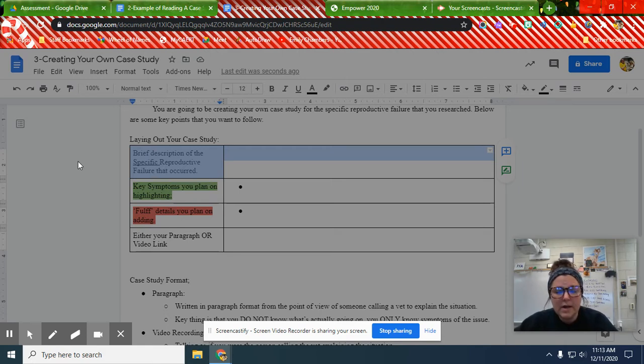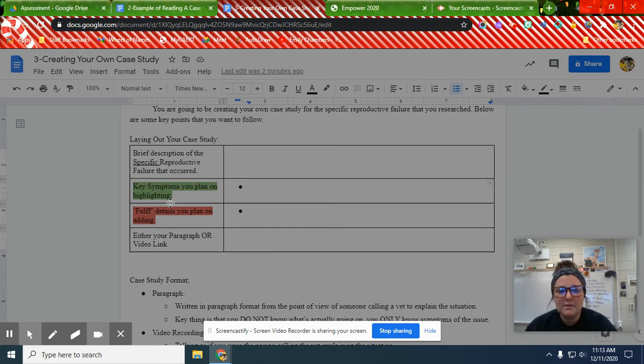Okay, so this is you identifying what you're trying to write a story about, kind of painting a picture of this specific thing, okay? Next, the key symptoms you plan on highlighting. This is where you list what you would visually see if this reproductive failure was happening to your livestock. Just list them short and brief. This is the green part of the case study for my example, okay?